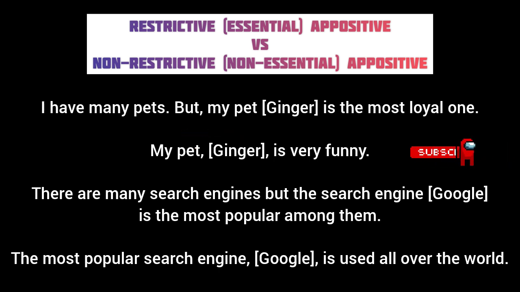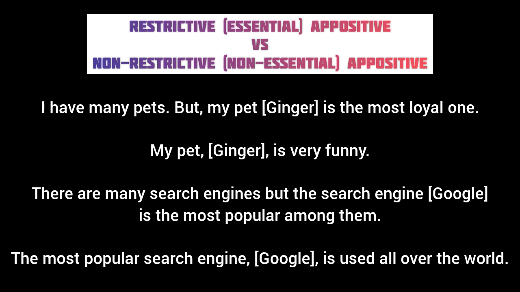There are many search engines, but the search engine Google is the most popular among them. Here the appositive or the name Google is essential to identify the most popular search engine. Hence, it's a restrictive or defining appositive providing an essential piece of information about the foregoing noun that it modifies. And as I said earlier, we do not use commas to separate such a restrictive appositive.